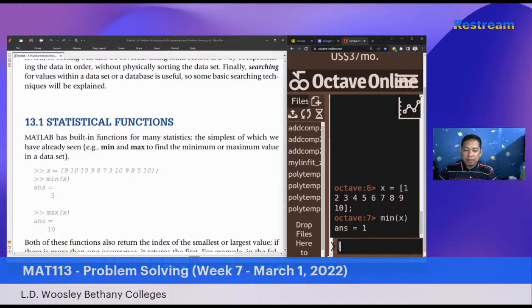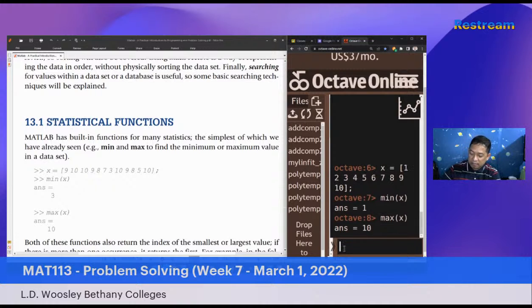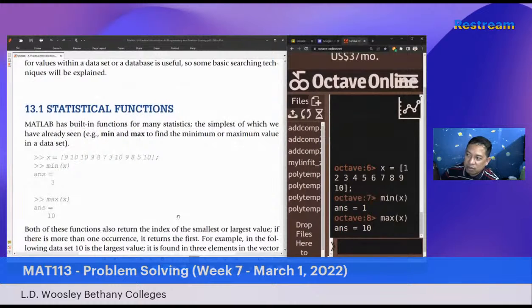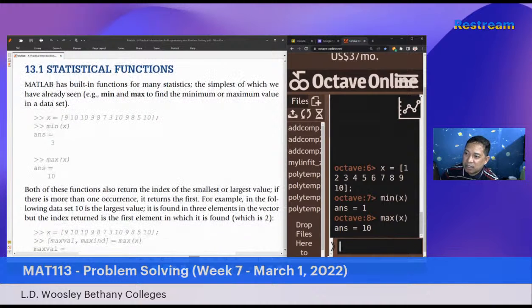Alright, so the word min means the minimum value of the set of data that is presented here. Then of course, we could compute also for the max of the X defined here. This is equal to 10. Alright. So both of these functions also return the index of the smallest or largest value. If there are more than one occurrence, it returns the first. For instance, for the following data set, 10 is the largest, it is found in 3 elements.